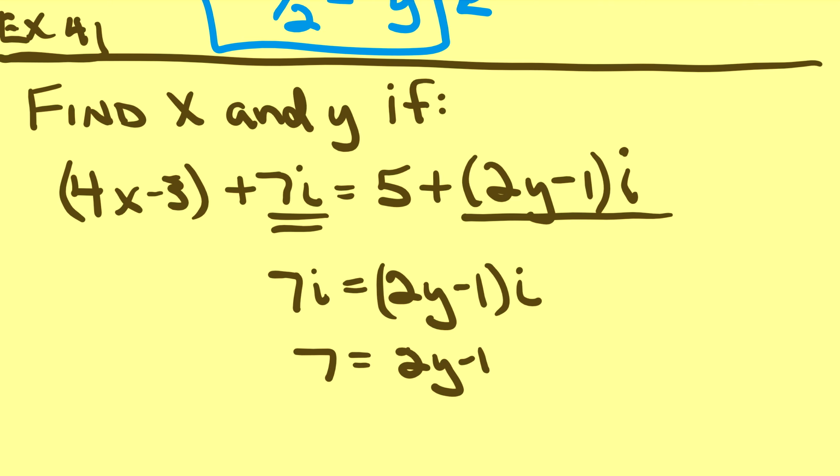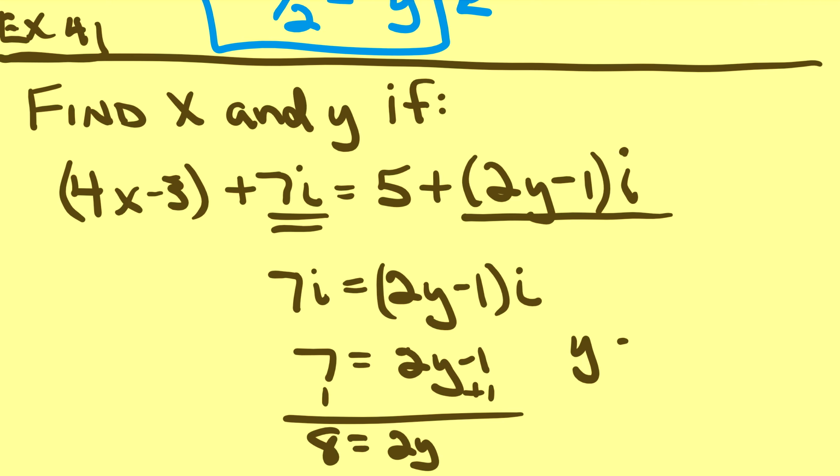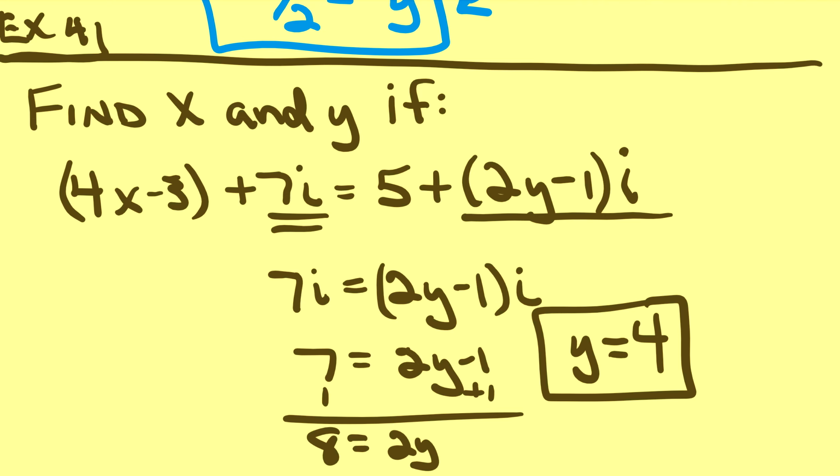And I'm going to solve for y. So I'm going to add 1 to both sides. And I've got 8 equals 2y. And if that's the case, I'm going to divide both sides by 2. So y will equal, what is that, 4. So y is 4 is one answer.